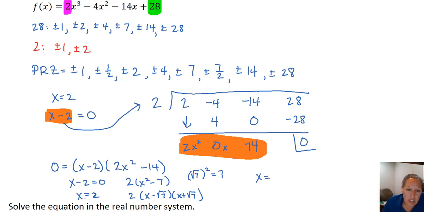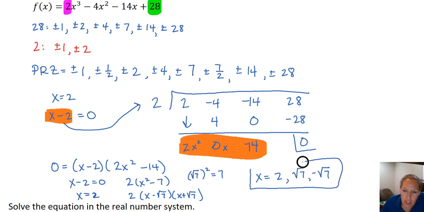We'll get x equals 2 out front, and then we'll also have x equals the square root of 7 and x equals negative square root of 7 from our other 2 factors. And so those would be our zeros. If you're looking for the factors, your factors in the completely factored form are going to be x minus 2, x minus the square root of 7, and x plus the square root of 7. All right, let's do another one of those.